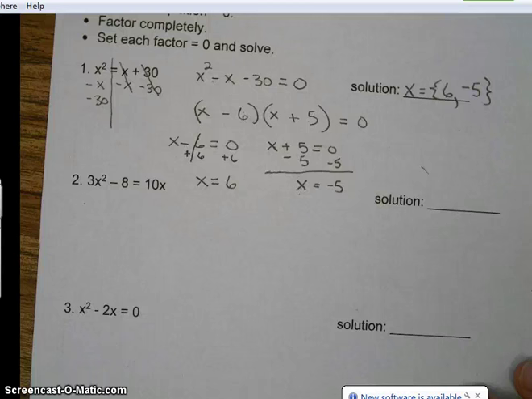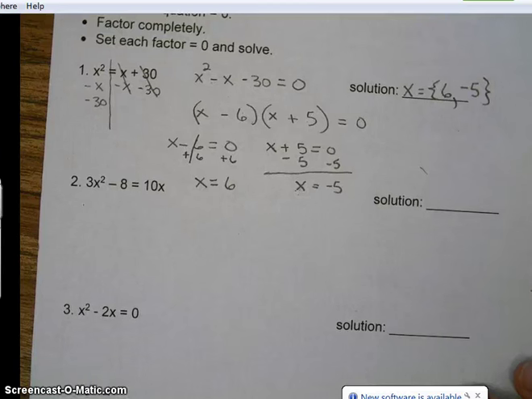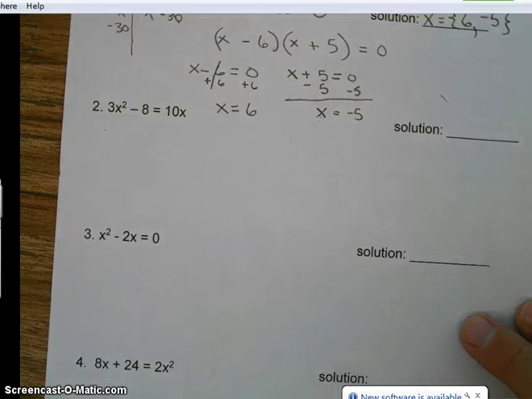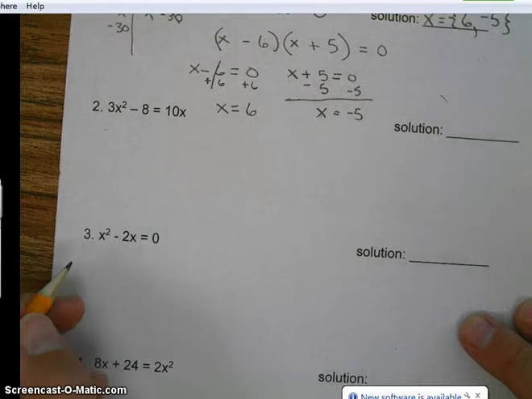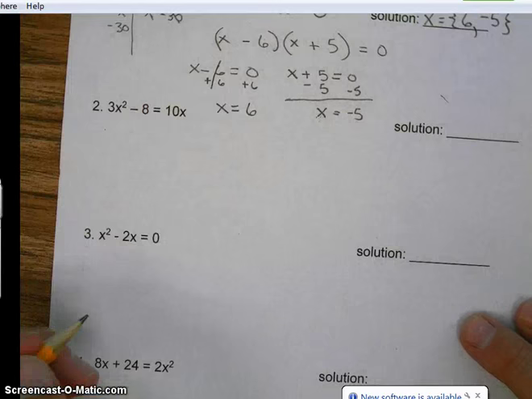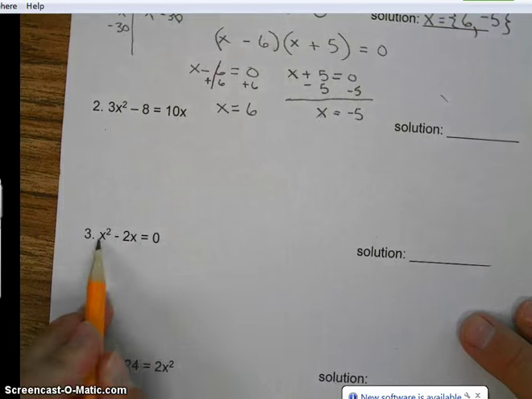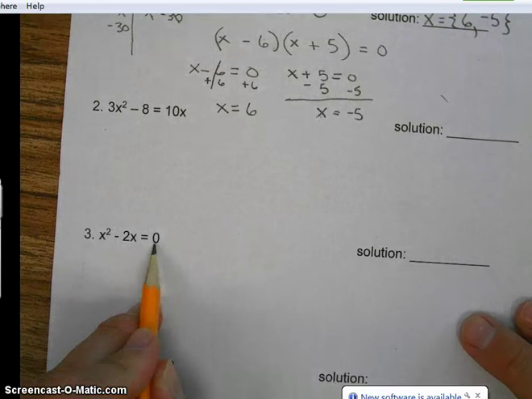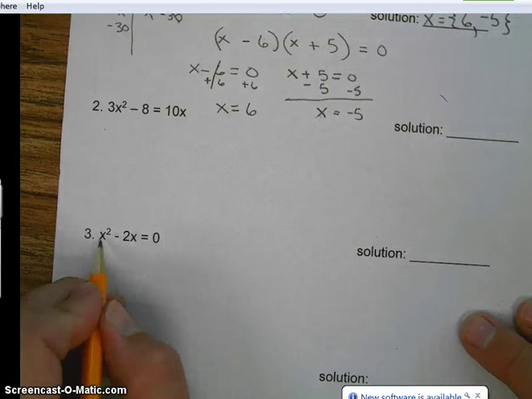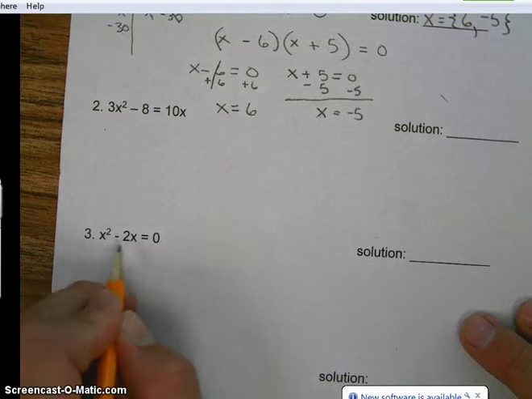Okay, let's go ahead and go down here to number 3. We'll see if we have time to come back. I don't want this to be too long of a video. You guys already know how to factor. The steps are all written at the top of the page. So notice that this quadratic is already set to 0. So all we need to do is factor this. So notice we don't have 3 terms. We only have 2 terms.